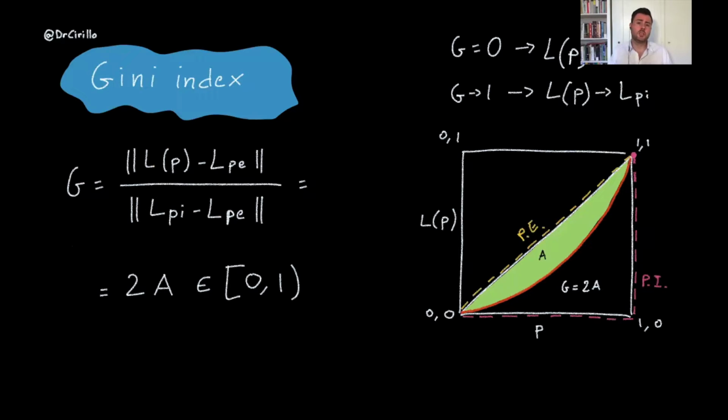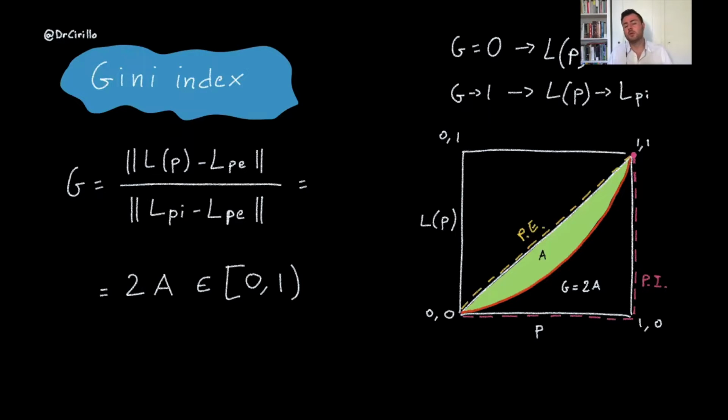If I'm interested in the Gini index, as I told you, the Gini index is this area A multiplied by 2, and if I want to compute that explicitly, it is just a matter of computing the distance between LP and the Lorenz curve of perfect inequality, rescaled by the total area that we have in our lower triangle. And again, if Gini is equal to 0, it means that my Lorenz curve is the perfect equality line. If Gini is equal to 1, it means that my Lorenz curve is the perfect inequality line.